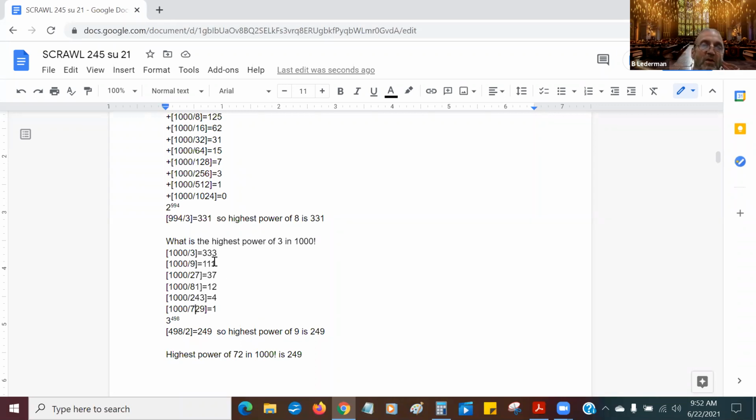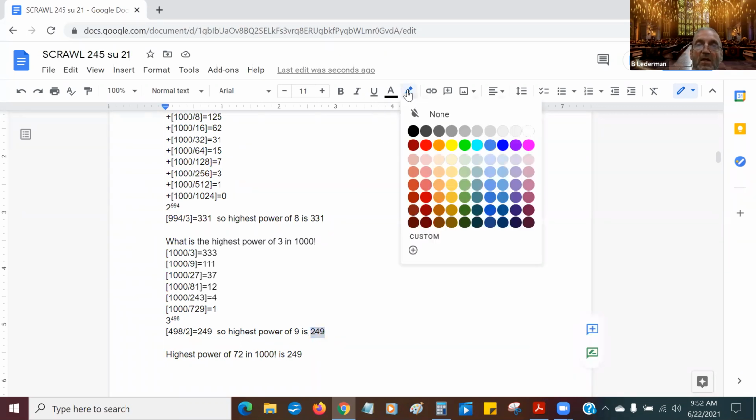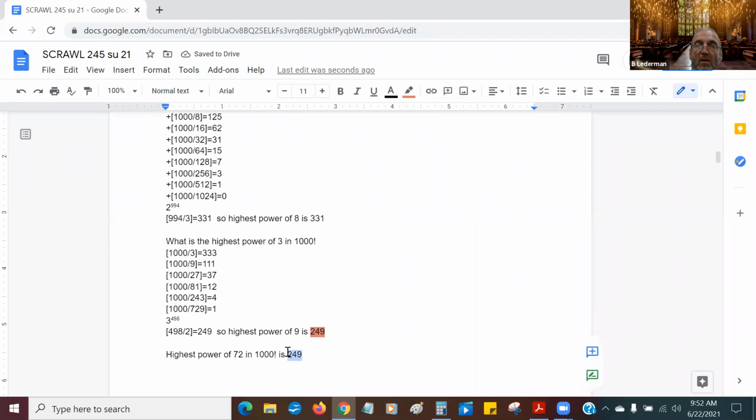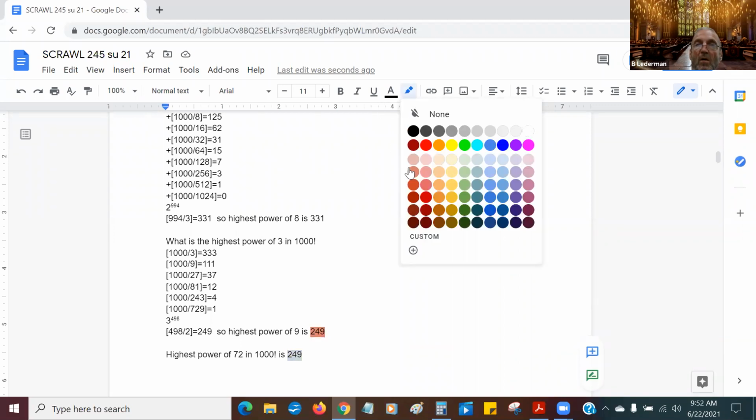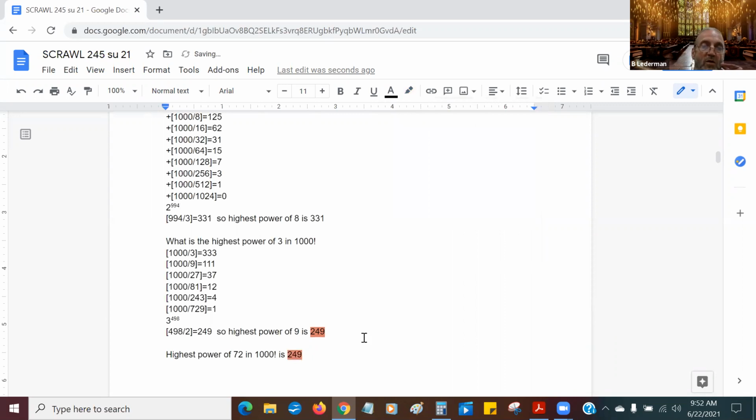Anyway, if you add this up, 333, 111, and so on, you get 3 to the 498th power. But I want powers of 9. 9 is 3 squared, so I have to divide this by 2, and that gives me 249. So the highest power of 9 is 249.